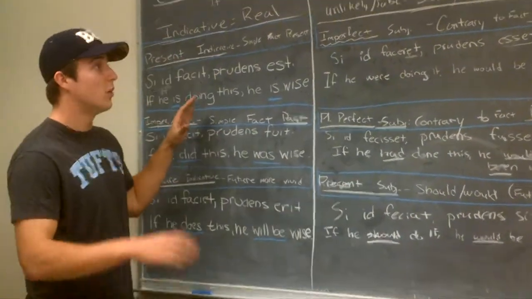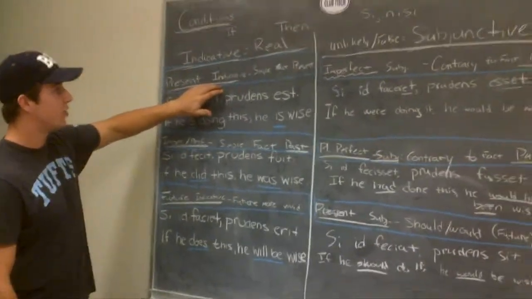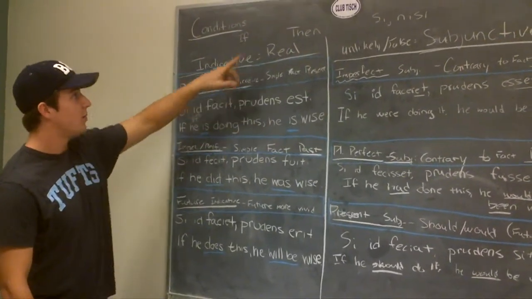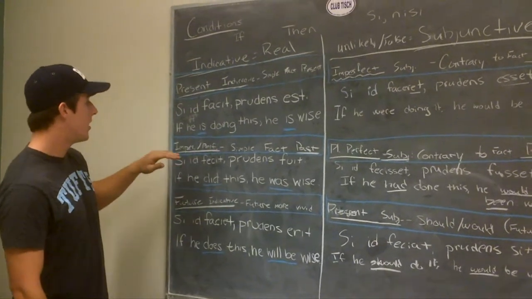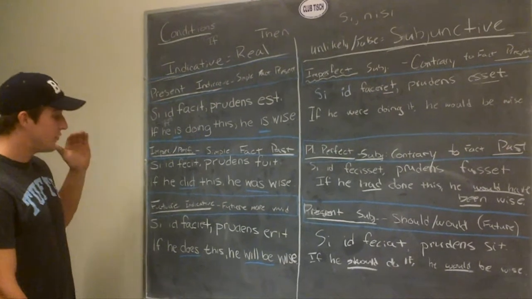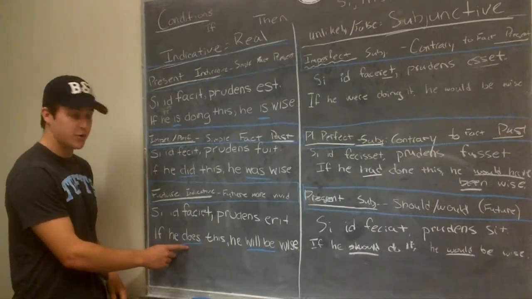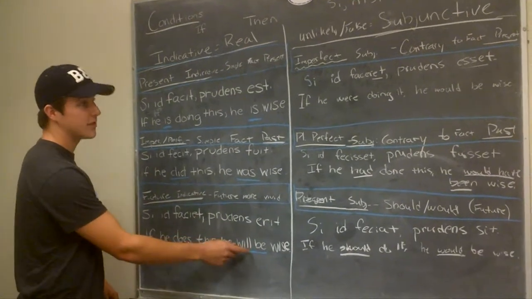So just to run through, again, in total, we have a present indicative verb, translated as a present indicative verb in the if-then clauses. Imperfect, perfect, same thing. Translate the verbs as imperfects or perfects. If you see a future indicative, translate the subordinate clause in the present and the main clause in the future.